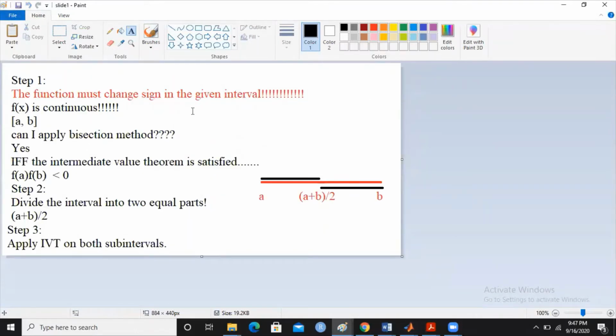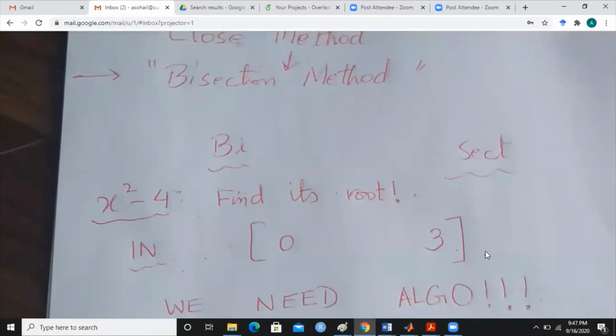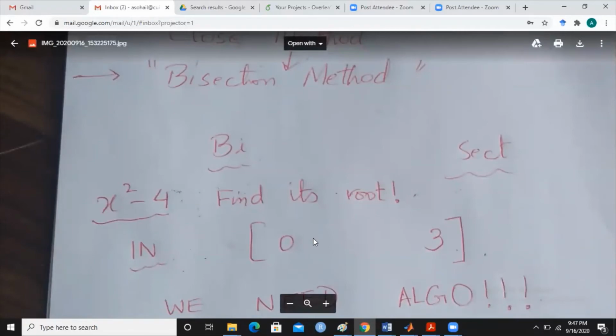So what does it say? This definition of the bisection method says that, given a function that is continuous, the function must change its sign in the interval. Only then can we apply the bisection method. This is also called the intermediate value theorem. For example, in the given question, I wanted to find the root of x square minus 4 in the closed interval 0, 3. If I want to apply the bisection method, the first step is to verify that f of 0 times f of 3 is less than 0.